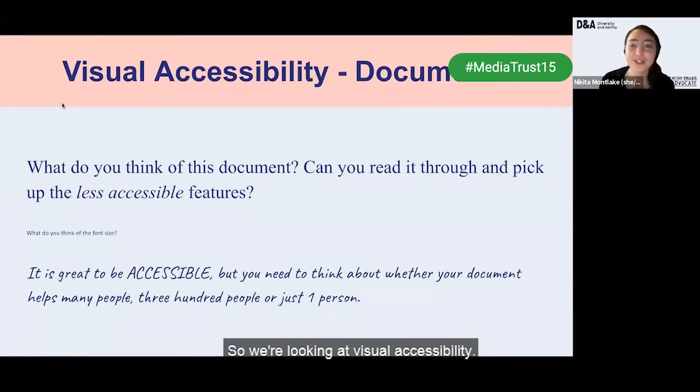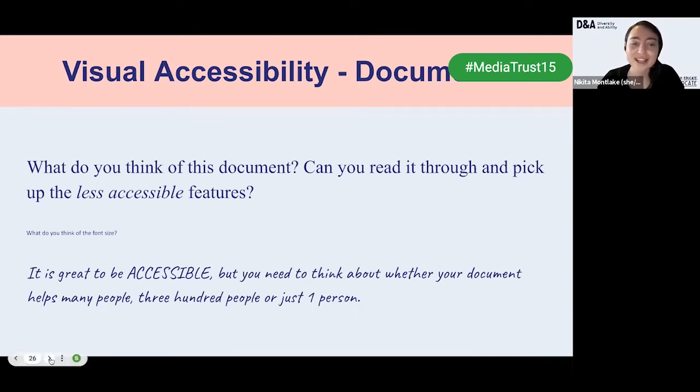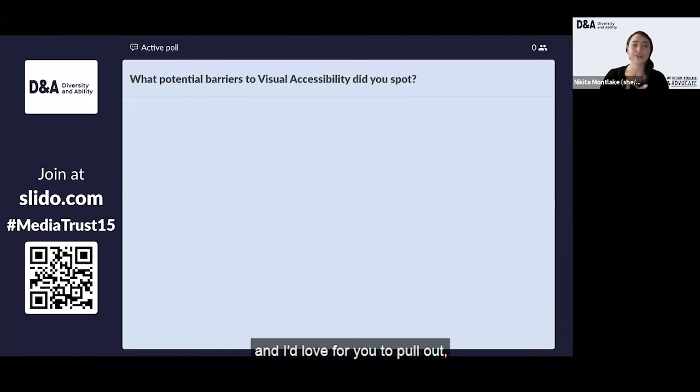So we're looking at visual accessibility. If you have a look at this document, what do you think of this document? Can you read it through and pick up the less accessible features? What do you think of this font size? It is great to be accessible, but you need to think about whether your document helps many people, 300 people, or just one person. So having a look at this slide here, we're going to jump back onto Slido, and I'd love for you to pull out if you saw anything that you felt was inaccessible about that document.